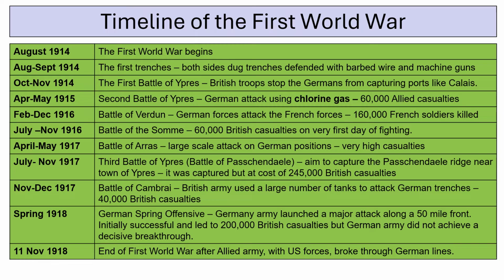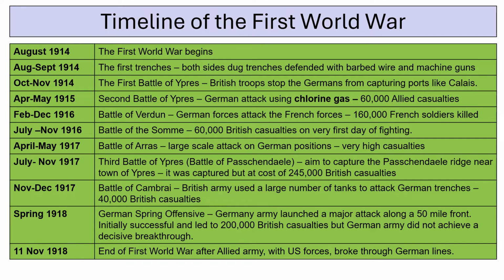Okay, so here's just a timeline of the First World War, and I think this is incredibly helpful just to have a timeline here, just to know some of the key dates, so you can connect all the different stories and learning together. So the First World War began in August 1914. The first trenches, August to September 1914, both sides dug trenches, defended with barbed wire and machine guns, and we get this essentially stalemate situation on the Western Front.